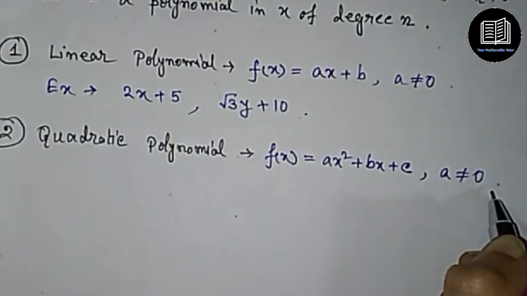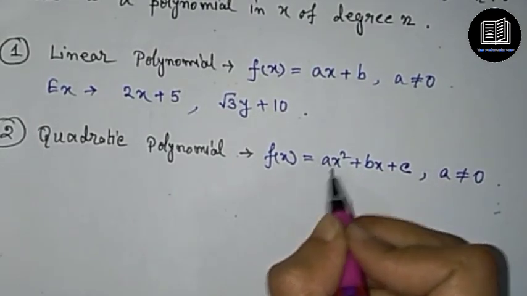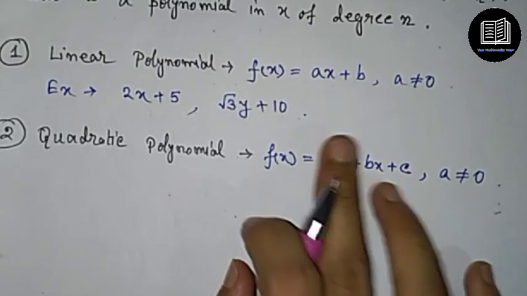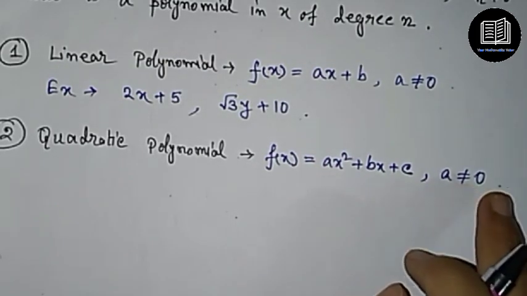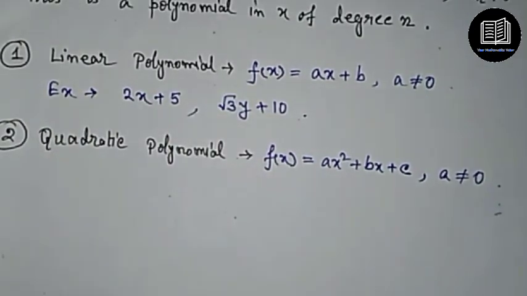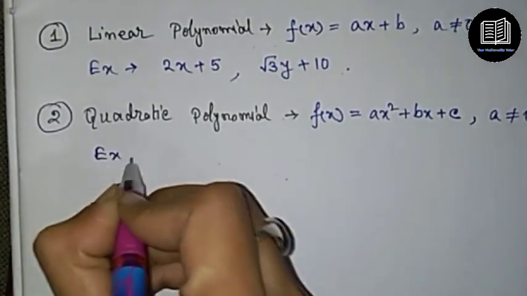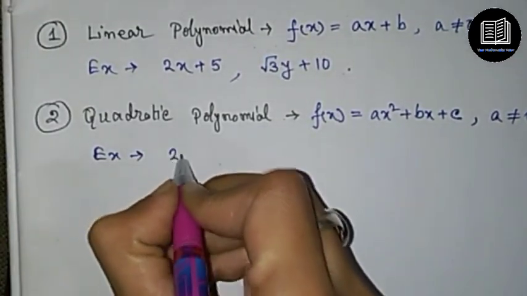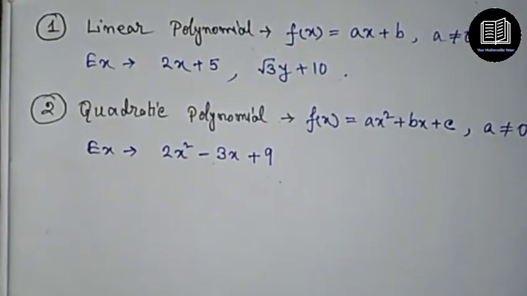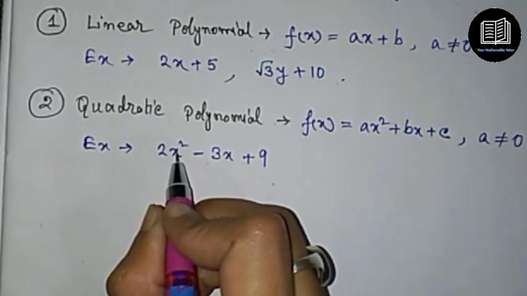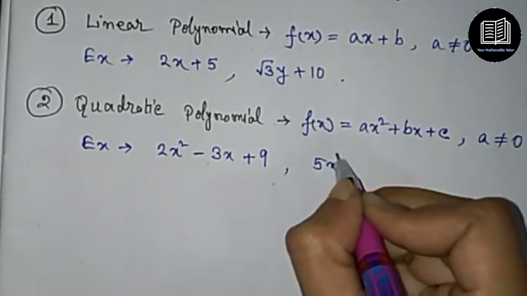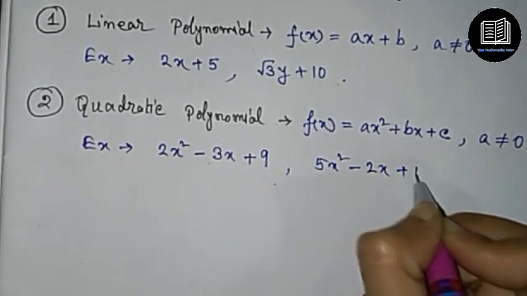And why a not equals to 0? Same reason. If a becomes 0, then this term vanishes and this becomes a polynomial of degree 1. So here a must not be 0. That's why this polynomial becomes quadratic. Okay. Let us take examples. Suppose 2x square minus 3x plus 9. See, this is a polynomial of degree 2. So it is a quadratic polynomial. Same, 5x square minus 2x plus 11.